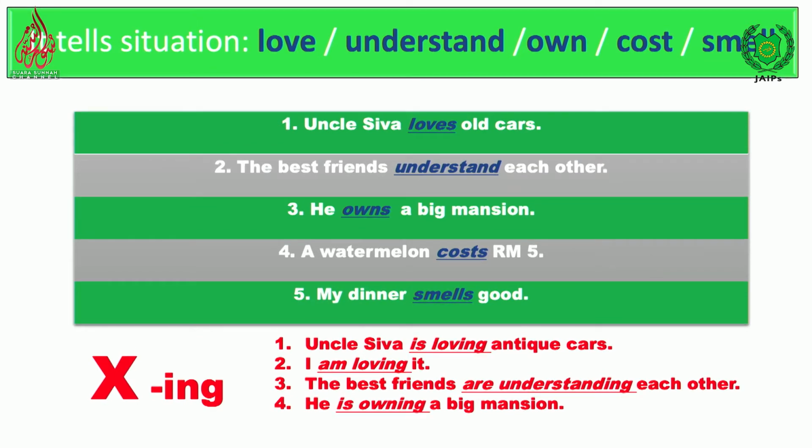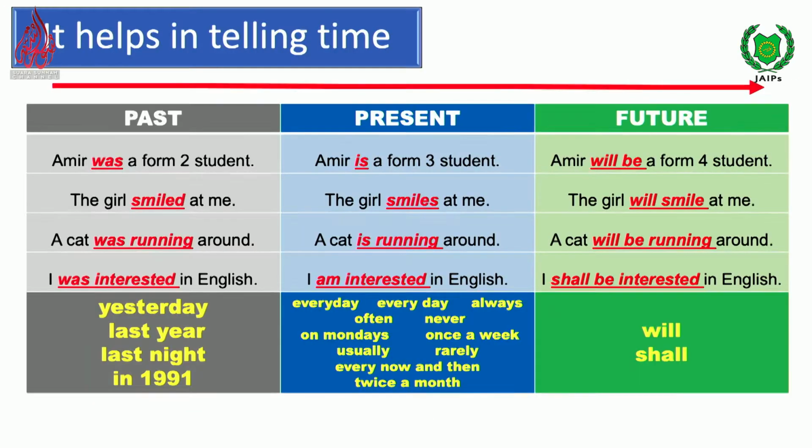And number 4, he is owning a big mansion. Okay, owning a big mansion. Owning a big mansion, that is incorrect, using ing. Okay. Let us proceed with number 3.